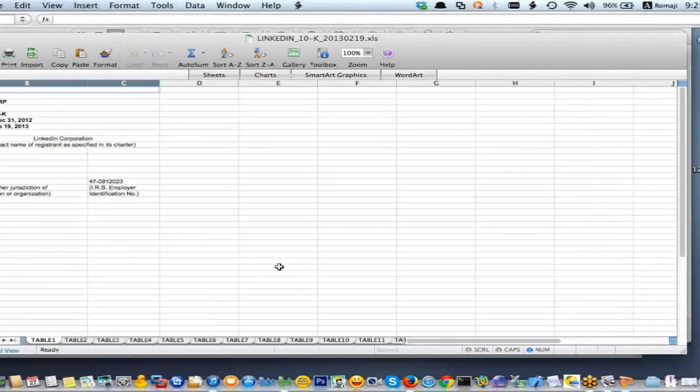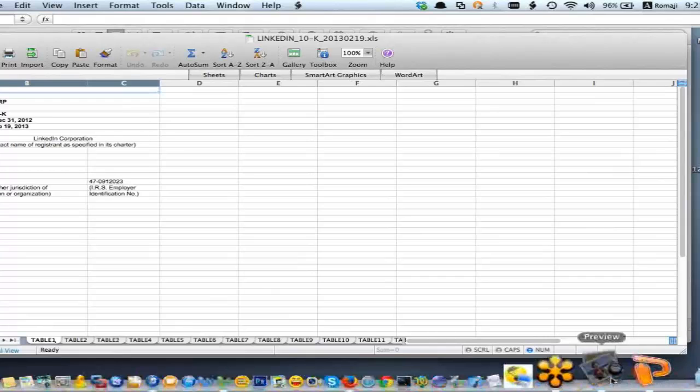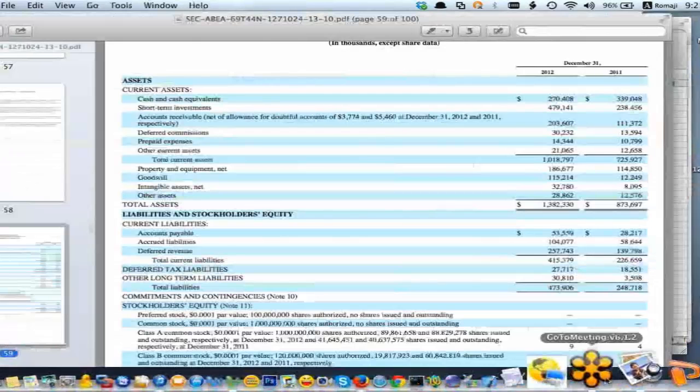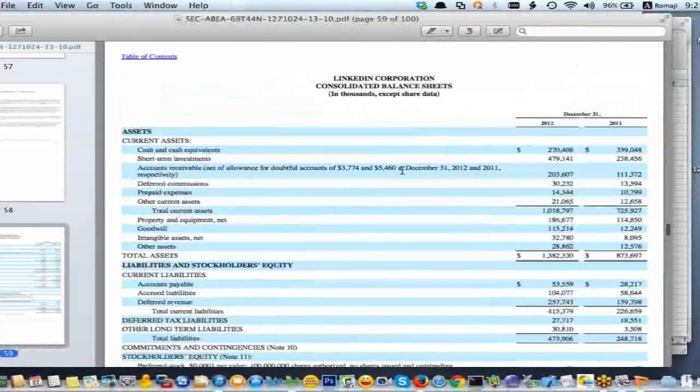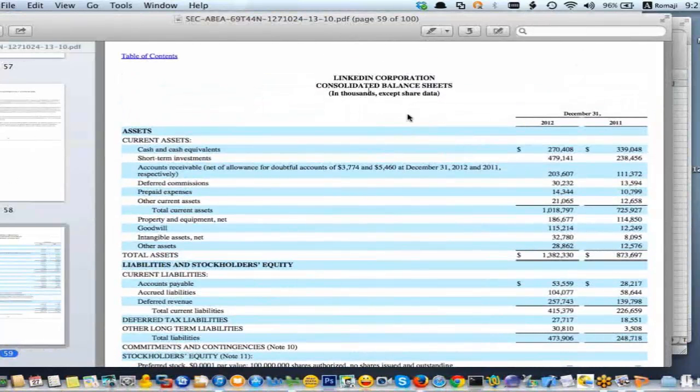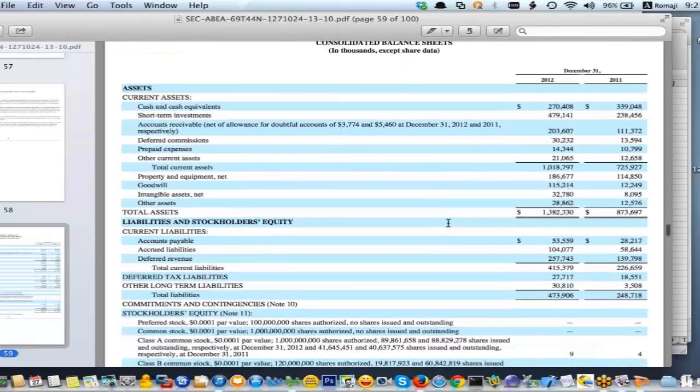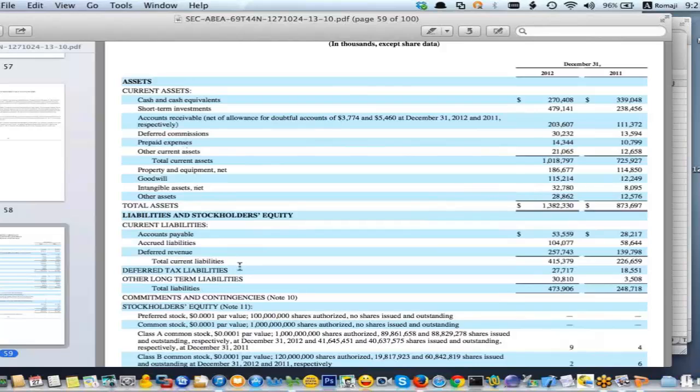Here is the Excel file. As you can see, there are a number of tables down the bottom here that we're going to be looking at. And here is the PDF file of the particular area that I'm interested in. It's a rather large document, but I'm interested in the balance sheet. And what the PDF file tells me is how LinkedIn grouped things together.